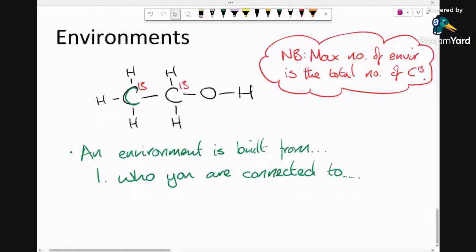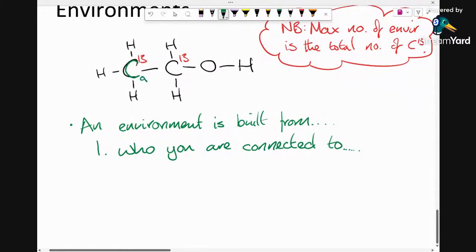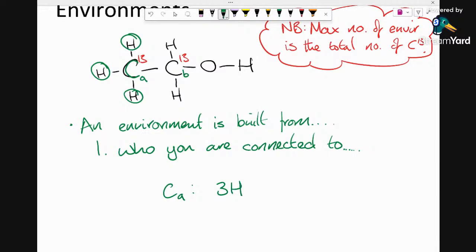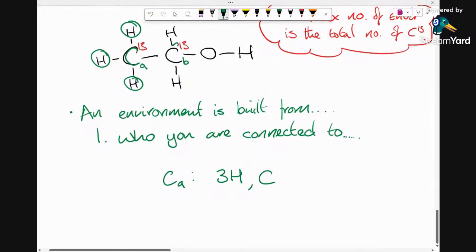So, for example, let's call this carbon atom A and this carbon atom B. If we look at the environment for A, carbon A's environment, it is connected to three hydrogens and a carbon. So that is who carbon A is attached to. You don't really need to write it like that, but it's fine. So three hydrogens and one carbon.